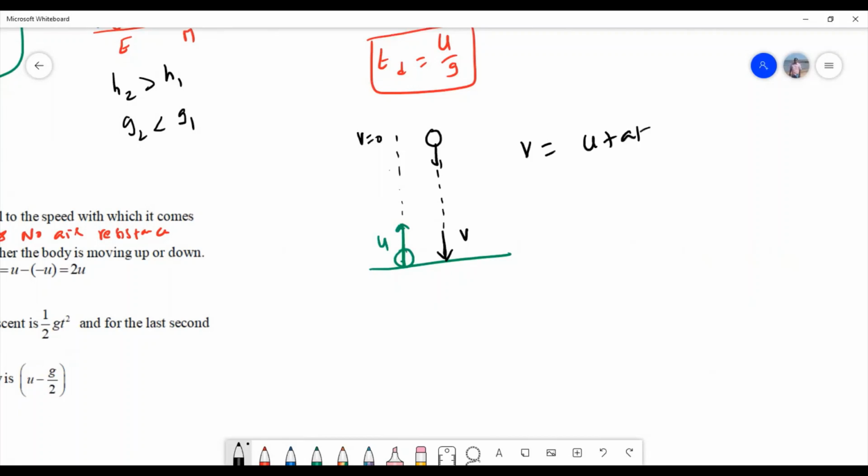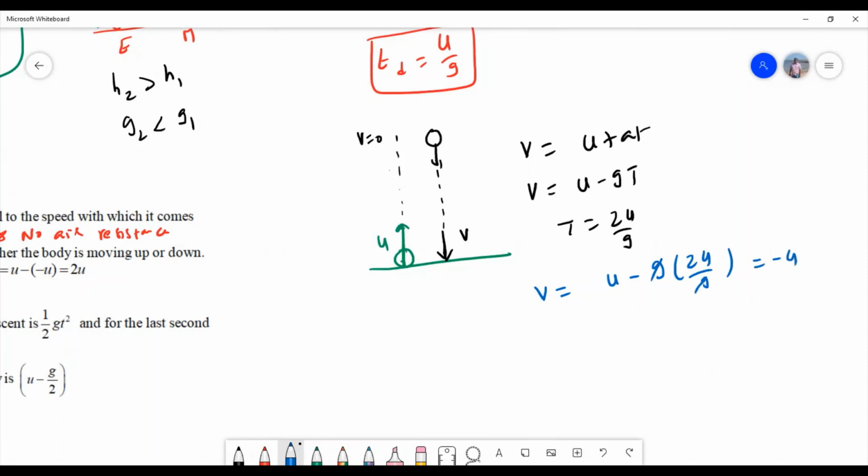I'm calculating velocity during the time of flight. So v is equal to u minus g t, because the body is going upward. But what is the time of flight? Just now we discussed it: 2u by g. So ultimately v becomes u minus g times 2u upon g. The g cancels. This is minus u.